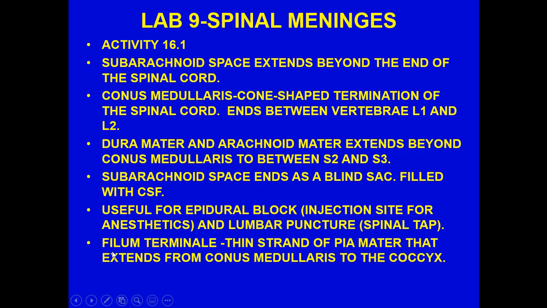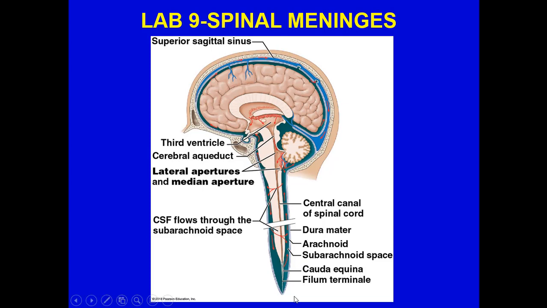Now, there is a structure you also need to be aware of, and that's called the filum terminale. That's a thin strand of pia mater that extends from the conus medullaris and extends all the way down to the coccyx, sort of like an anchoring structure. So you see where the flow of cerebrospinal fluid occurs throughout the system. It goes around the spinal cord. It will go down through the central canal of the spinal cord, and it flows also through the subarachnoid space that you see around the spinal cord.